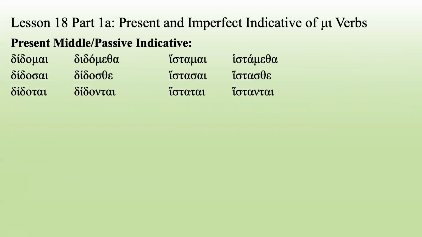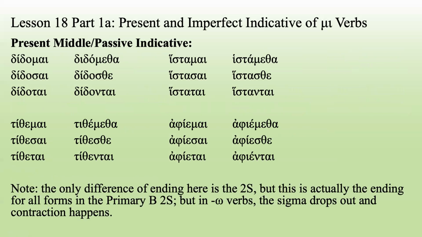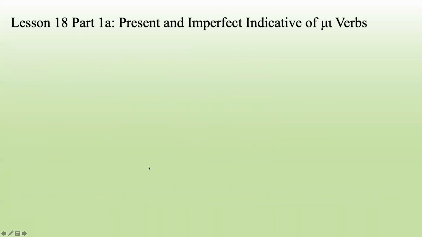Present middle passive indicatives. Now note the only difference of endings here is in the second singular, but this is actually the ending for all forms in the primary B second singular, but with ω verbs, the sigma drops out and we have contraction happening. So we see a different form there, but here we have the σαι ending, just like we would expect normally, without that exception happening. That's happened almost every other time that we've seen it, but we've seen this with things like κάθημαι and a few other verbs as well.